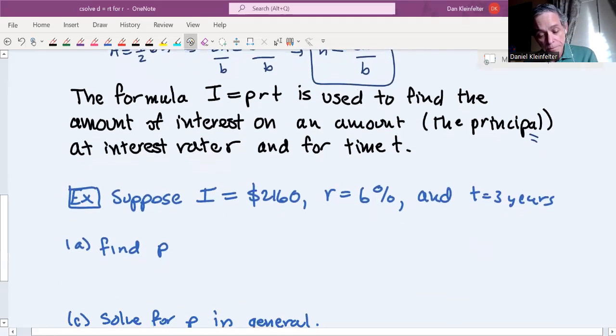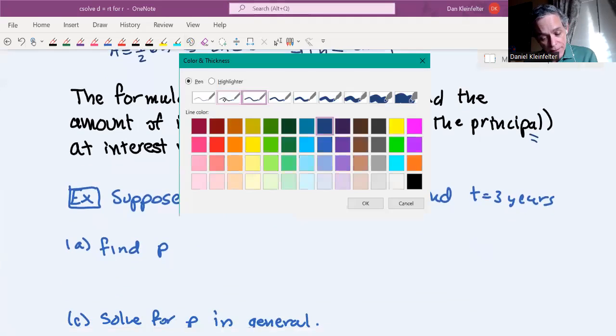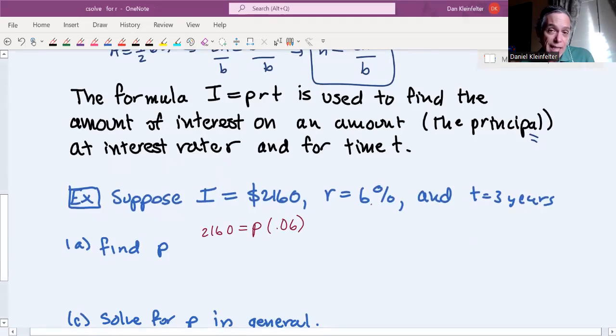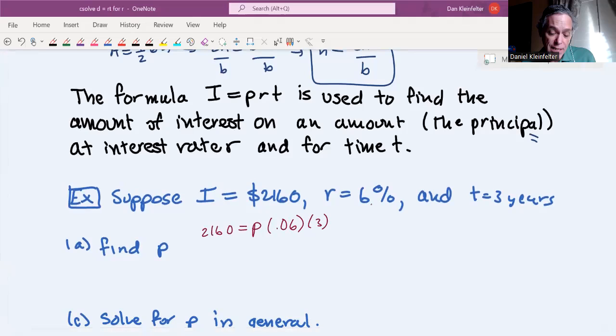Okay, so here, let's calculate for this one. It says, suppose that I is $2,160, the rate is 6%, and T is 3 years. We're going to find P, the amount of principal. So for this one, the interest was 2,160. P is the principal, which we don't know. The rate is 6%, making that a decimal, that's 0.06. And then the time was 3 years.